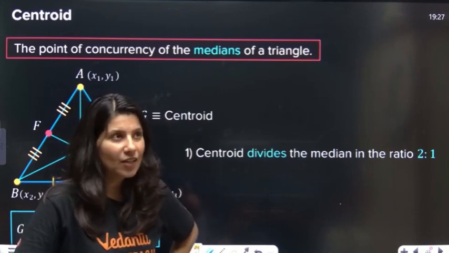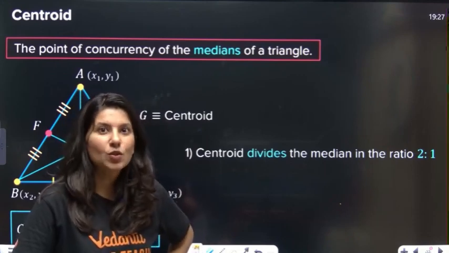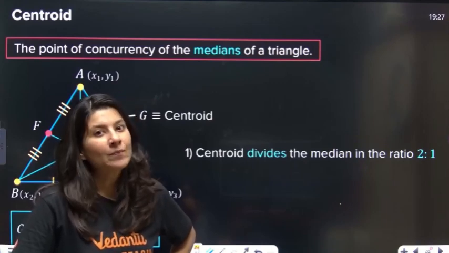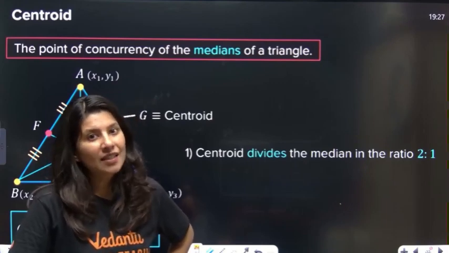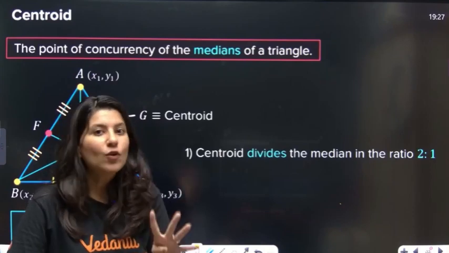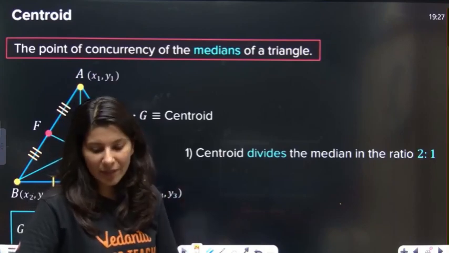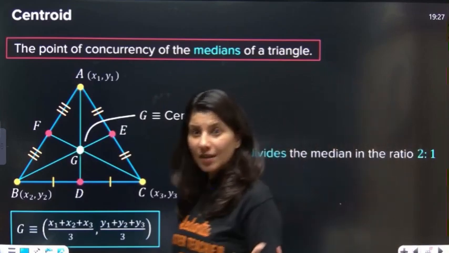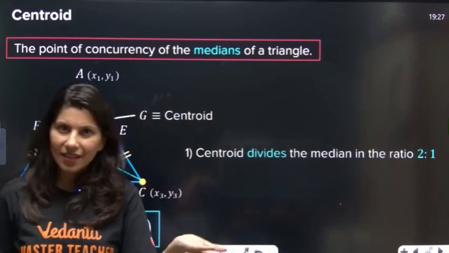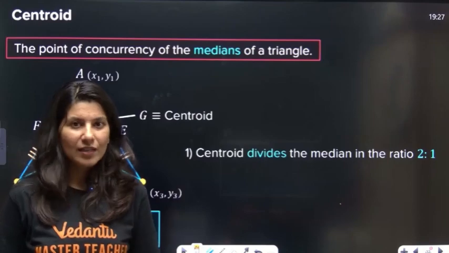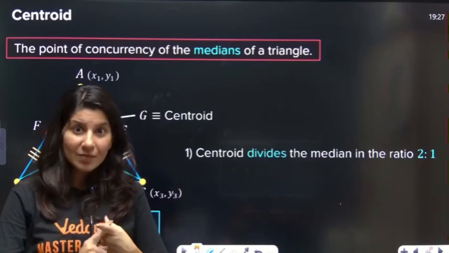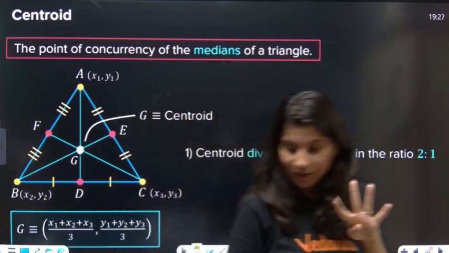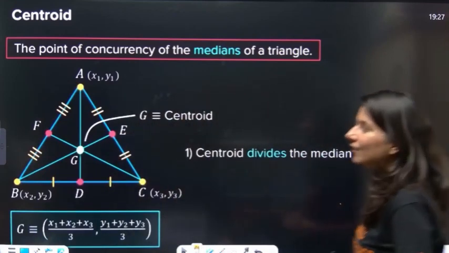First is centroid. The second one is going to be incenter. The third one is going to be circumcenter and orthocenter. These four centers are very important. You should all remember the names: centroid, incenter, circumcenter and orthocenter. Let's talk about centroid, okay?